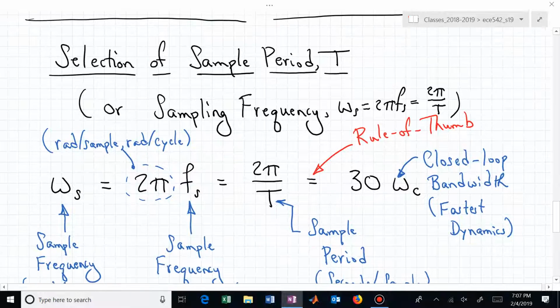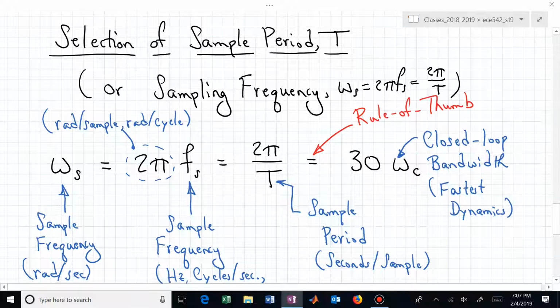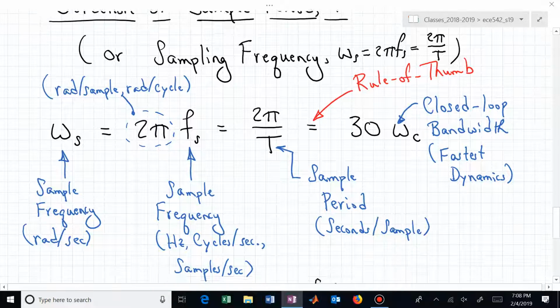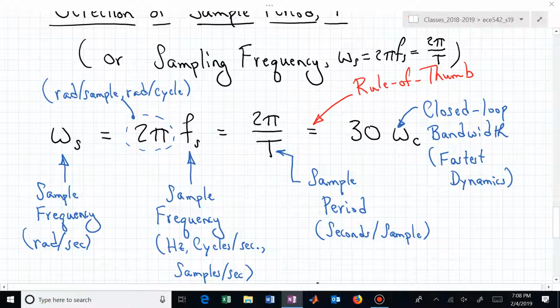Here's the part that we want to be clear on. Selection of the sample period. People have the rule of thumb down. That's 30 times the closed loop bandwidth. But what if I now gave you all of these labels, the different ways of putting units on the sampling frequency omega sub s, that's in radians per second. 2 pi is this scaling factor, that's in radians per sample or radians per cycle, that scales the sampling frequency in hertz. And our sample period, capital T, is in seconds per sample.